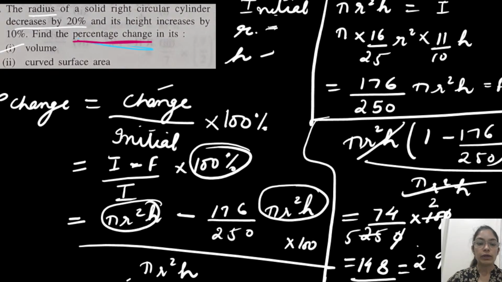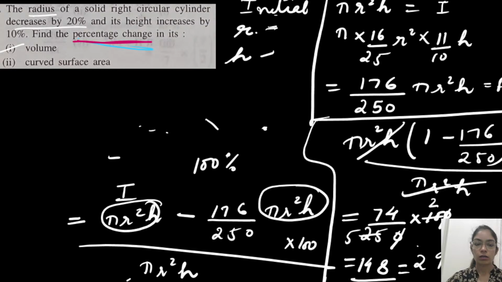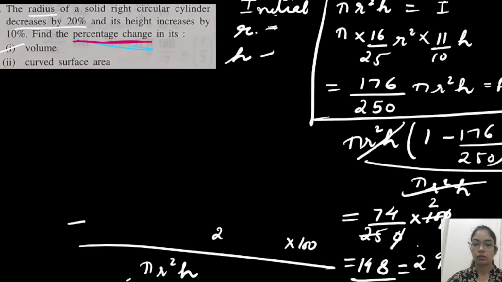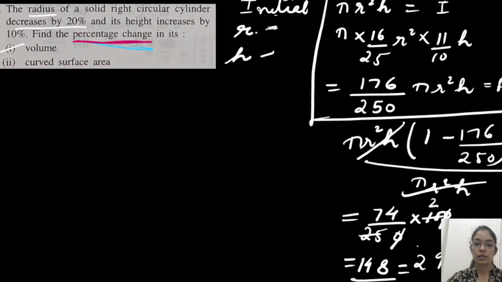Okay. Now the first part we have done. Now the same thing we have to do for curved surface area also. So in the same way we will do as we have done for volume. So in this formula only we have to do. So I'm just going to clear this thing. So curved surface area. So I'm just writing initial. I means initial curved surface area.